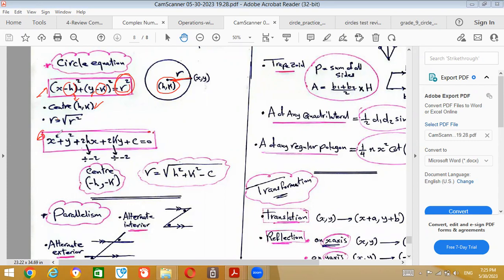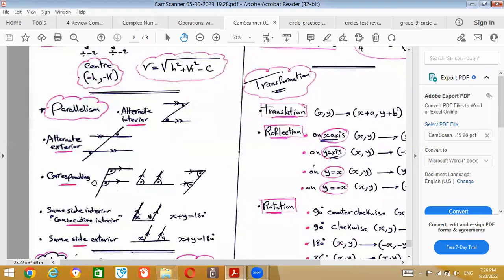And also here, we have another equation, x² + y² + 2hx + 2ky + c = 0. Okay, if you divide by −2 for these two terms, you will get the center. And the radius equals the square root of the coordinates of the center squared minus c, which is this value. Okay, these are all the rules of the circle.